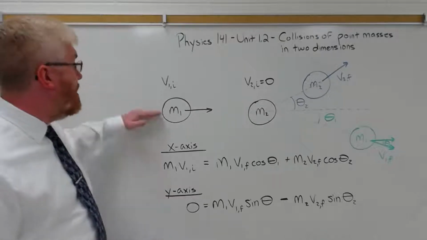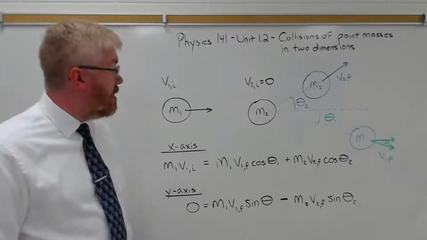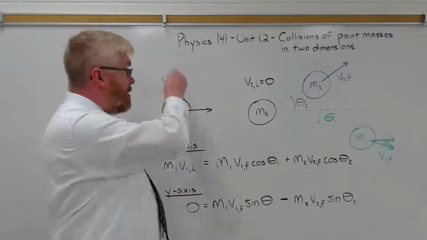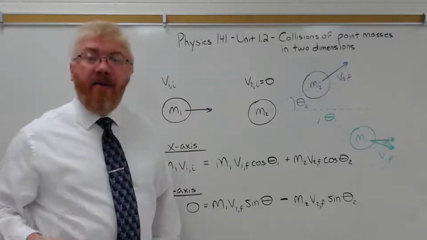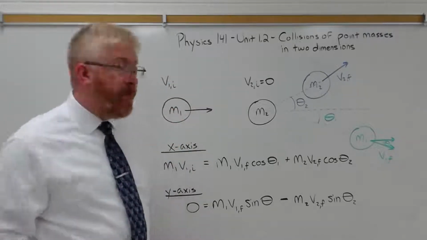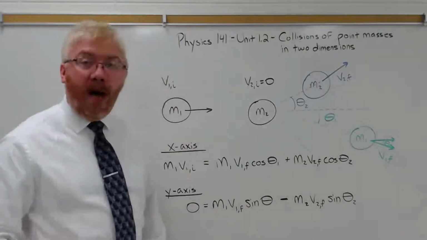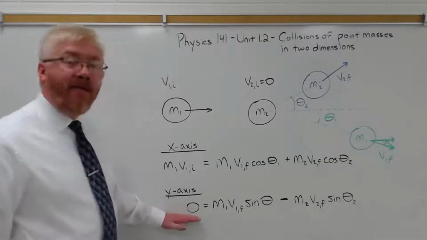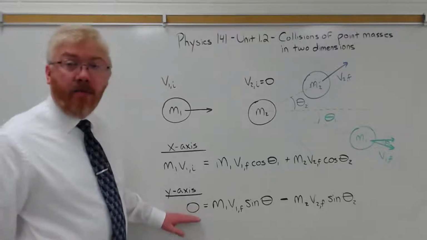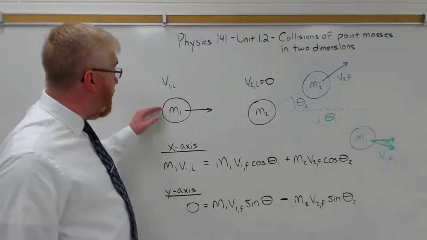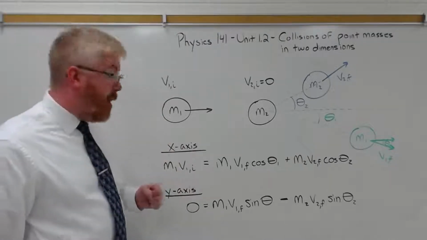In the y-axis, let's look at the momentum in the y-axis. Object 1 here has no y velocity. Therefore, it has no y momentum. Object 2 is stationary. It has no y velocity. Therefore, it has no y momentum. So the total momentum in the y-axis initially is 0. All of the momentum initially is in the x direction.